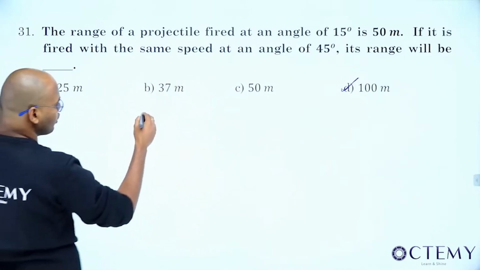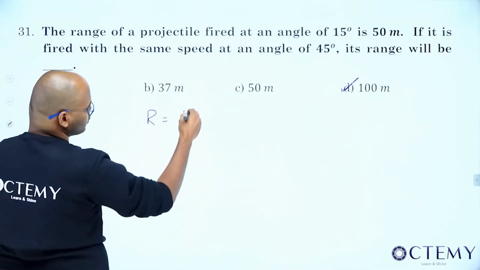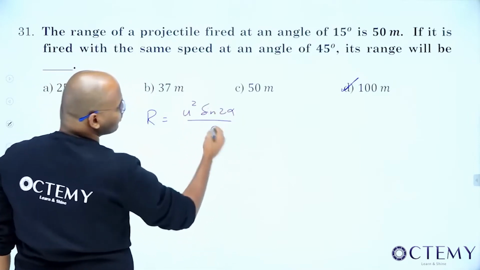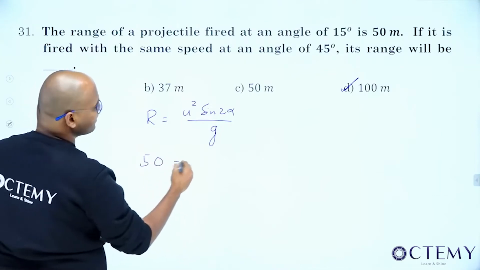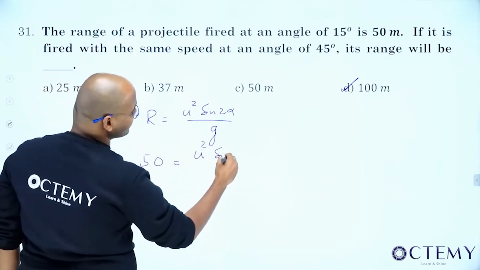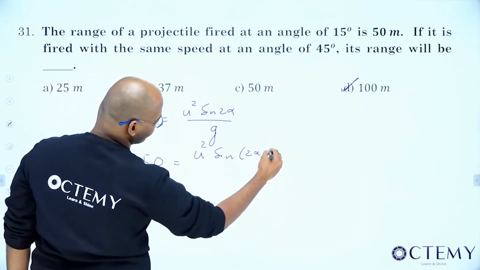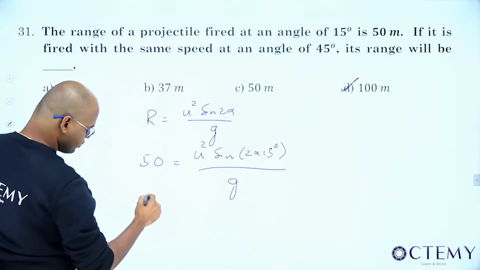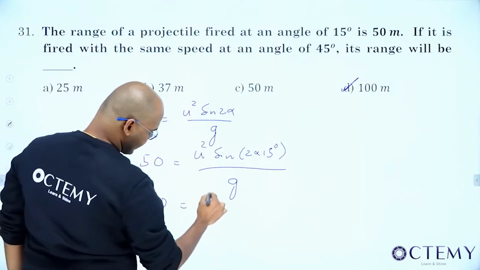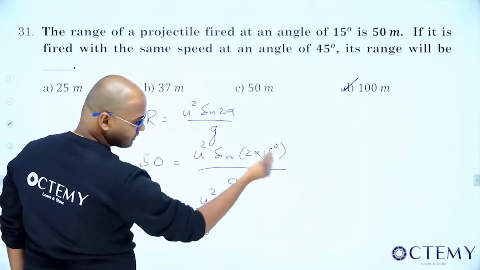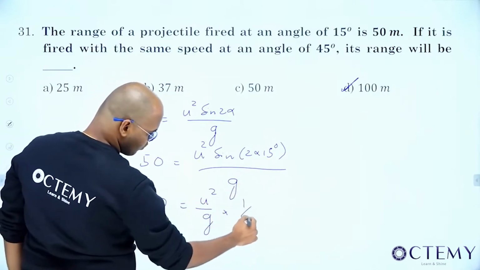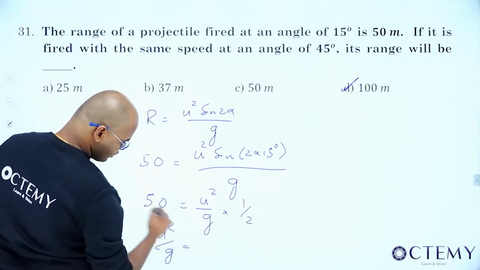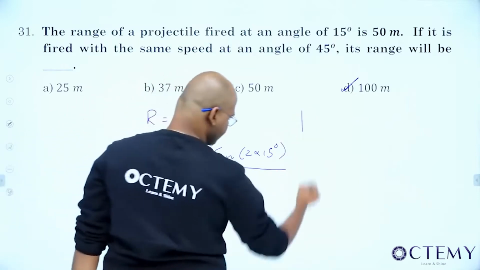Or if you want to solve, range formula is u square sine 2 alpha by g. So it's having a range of 50, u square, projected at an angle of 15 degrees, 2 into 15 degrees, by g. So 50 is equal to u square by g times sine 30 degrees. What is sine 30? 1 by 2. So u square by g is equal to, sending to this side, 100. I'm keeping it as it is.